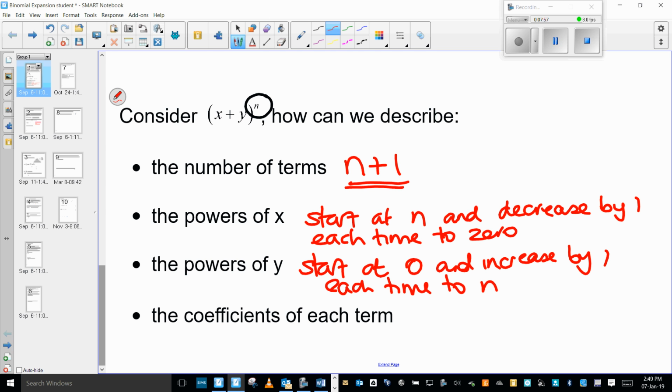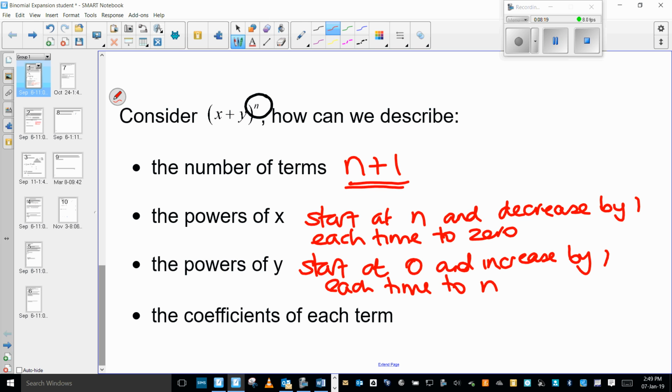Alright, so there are some patterns that we've noticed. Already that means our expansions are going to be done quicker, because all we need to do is start with our highest power and decrease the first term, and then start with 0 and increase the second term. Lovely.